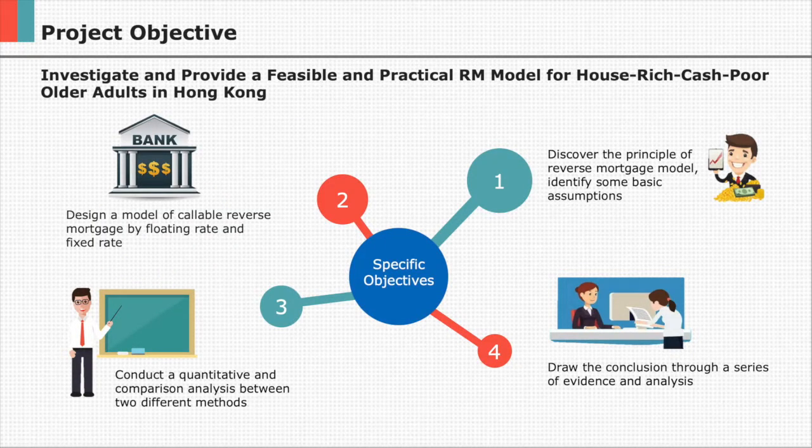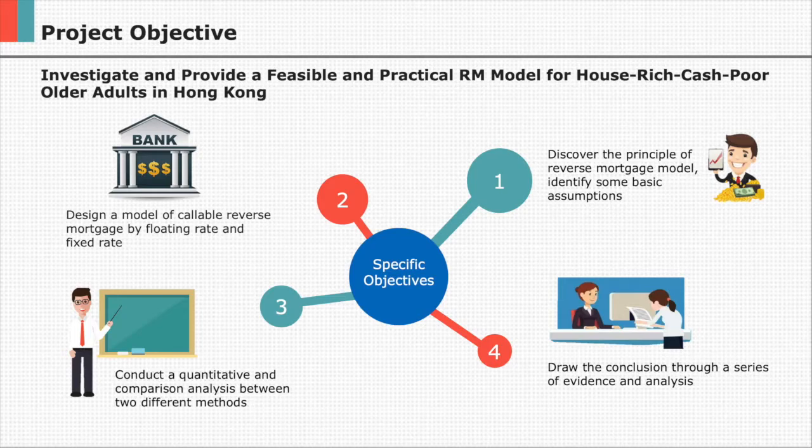And our project objective is to investigate and provide a feasible and practical reverse mortgage model for the house-rich, cash-poor older people in Hong Kong. In total, we have 4 specific objectives that we would like to achieve.